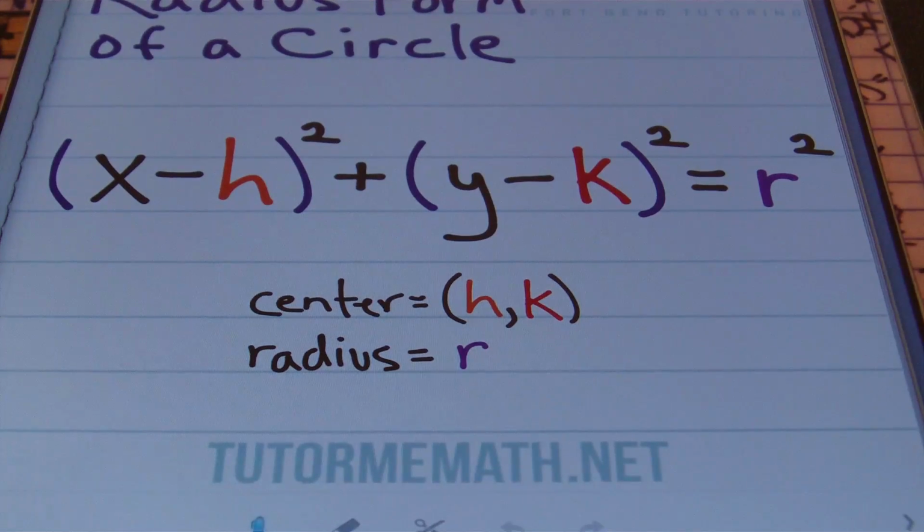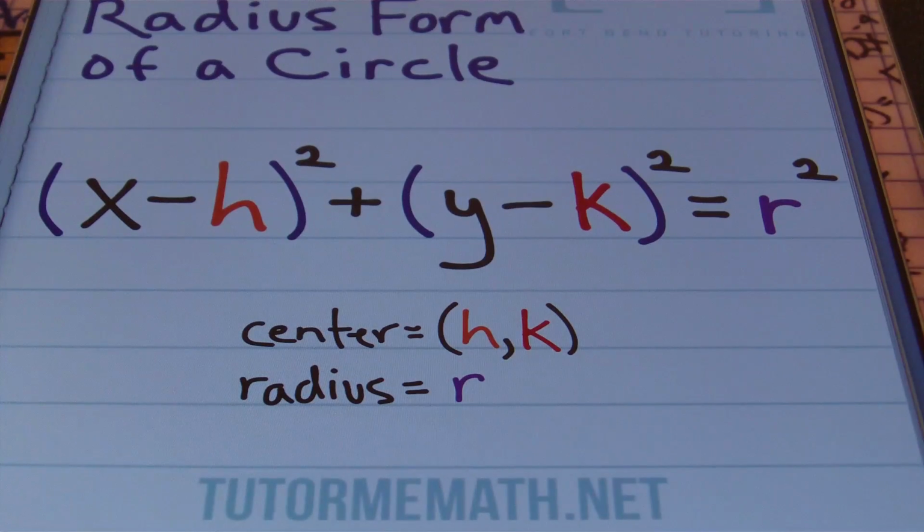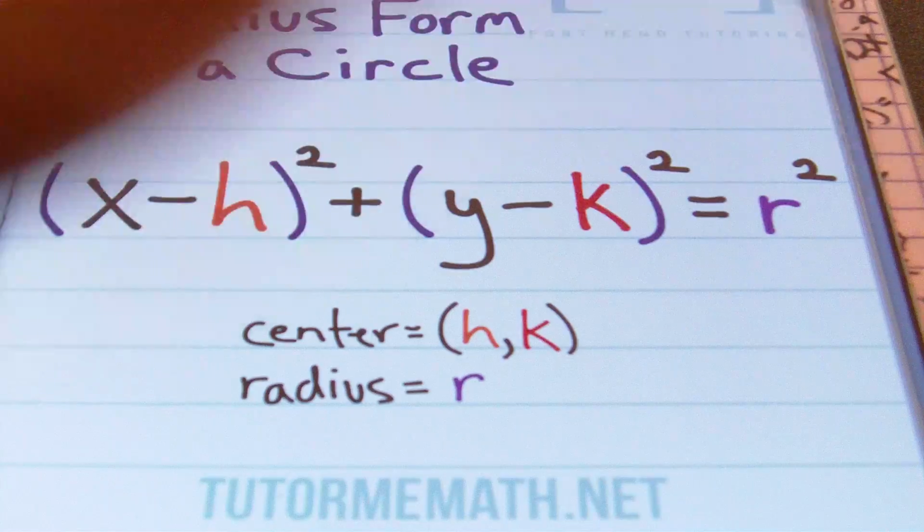So this is the center radius form of a circle, aka the standard form. See, it all depends on which textbook you have as to what they actually call this, but the standard form of a circle and the center radius form of a circle is the same thing. Okay, and that's it right there. You'll see that a lot. All right, so let's go ahead and move on and look at some problems of how to convert general form into standard form.